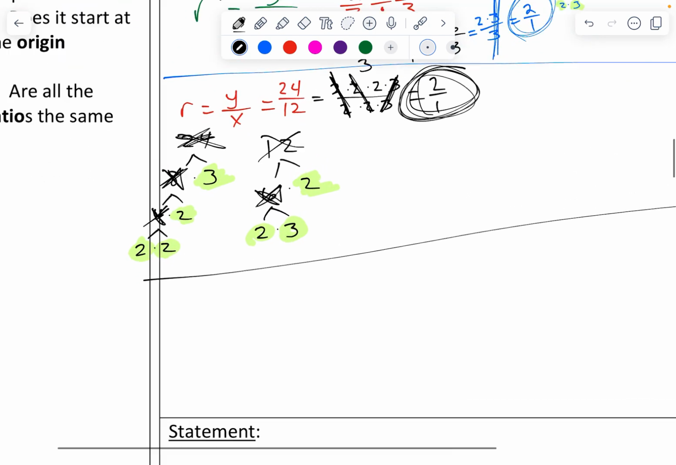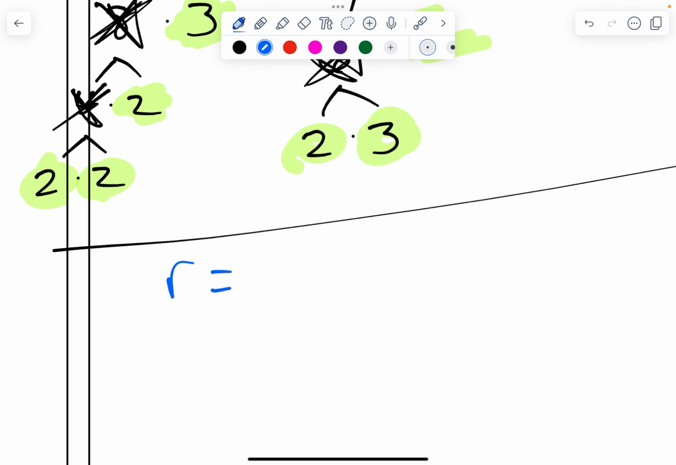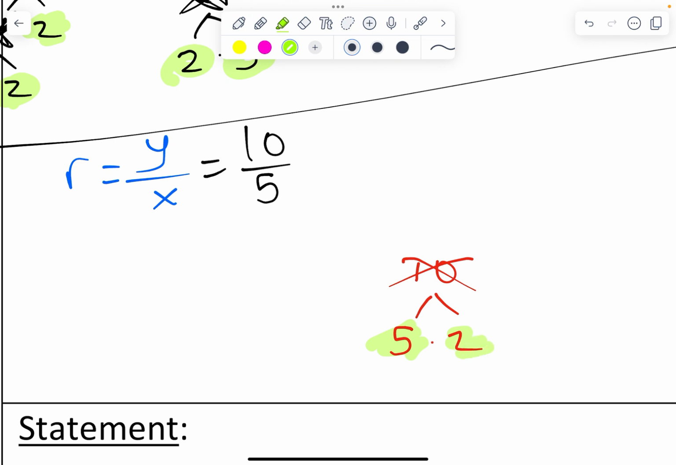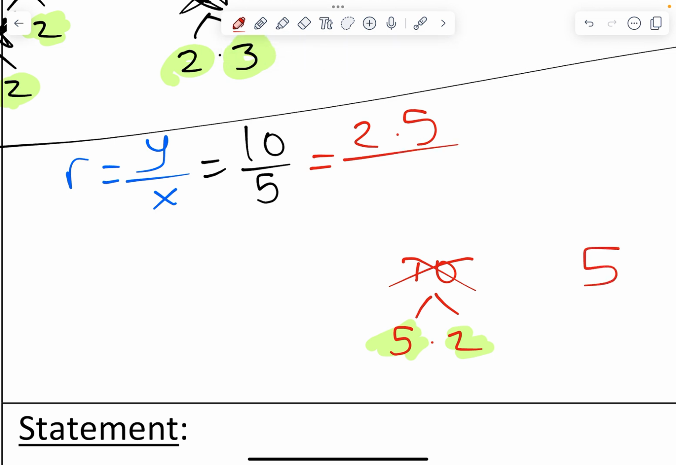So 10 and 5, a lot easier numbers, huh? And if you look at your list, the 10 is the y, the 5 is the x. So 10 gives me 5 times 2. Love that it's not a lot, less for us to have to write. So 2 times 5. And then if I were to break down the 5 on your list, 5 is prime.